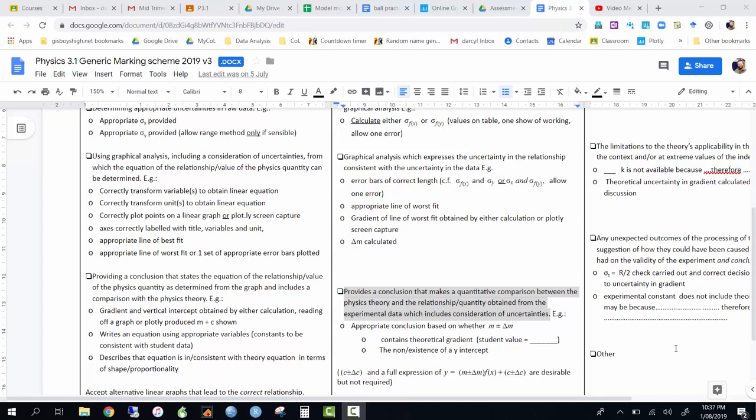So now we need to make a conclusion that makes a quantitative comparison between the physics theory and the relationship from the experiment, including a consideration of uncertainties. This is all level 3. So let's have a look at how to do that.